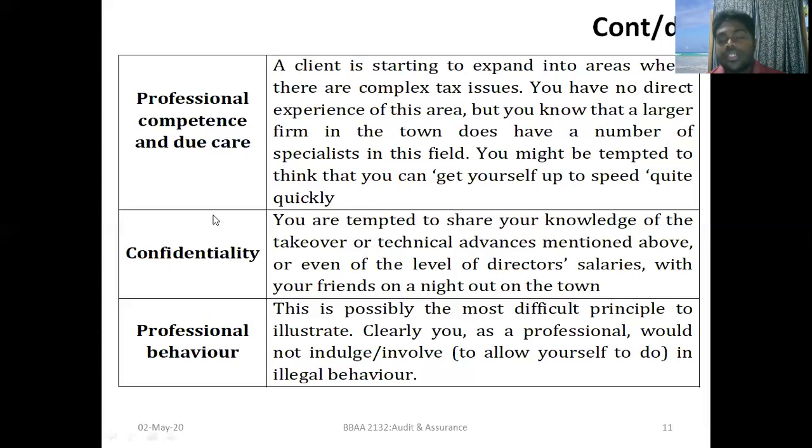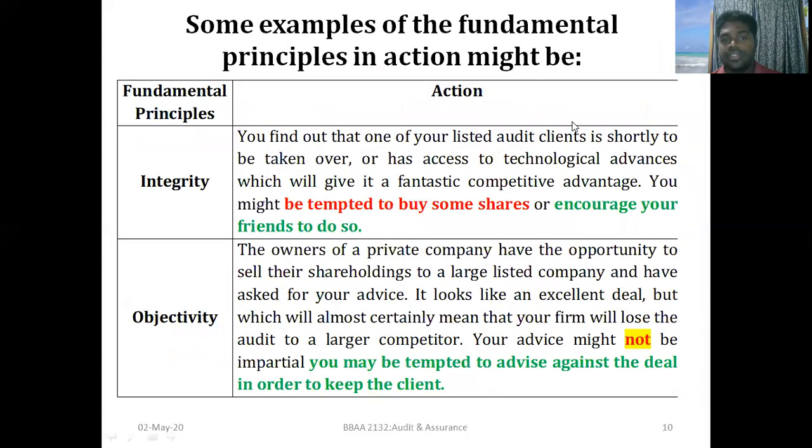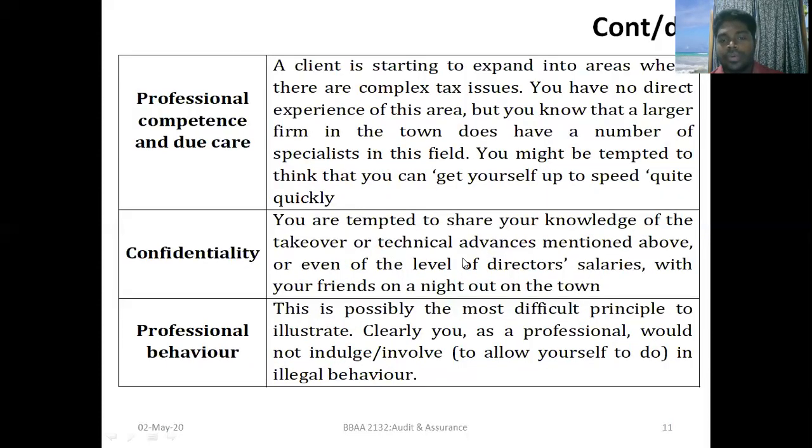So the next one is confidentiality. It clearly says, don't share information about a client with third parties. Some situations are there, for example a legal requirement, where you can communicate the information to third parties. Here the situation is that you are attempting to share your knowledge of the takeover. Earlier we discussed the takeover situation, the takeover or technical advances mentioned above, or even the level of directors' salary. You know that you are the auditor, so you know the particular company's personal salaries.